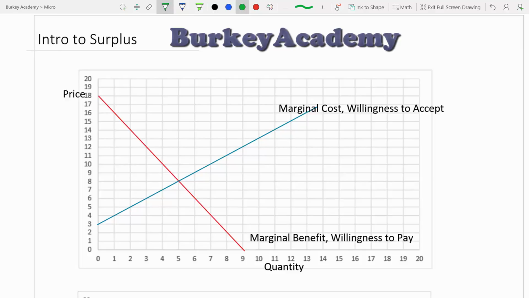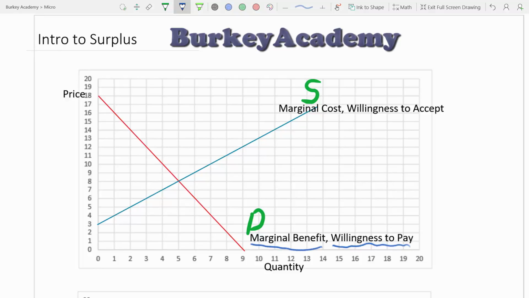Now, it all starts with your standard supply and demand graph, where you have demand as the downward sloping curve and supply as the upward sloping curve. But you need to understand why that is. Basically, if we're talking about demand, we're talking about the willingness of people to pay for additional units of a product. So we call this additional willingness to pay the marginal benefit of a product.